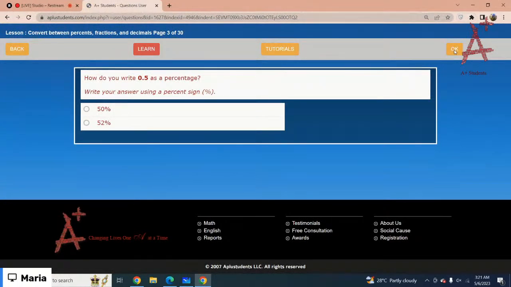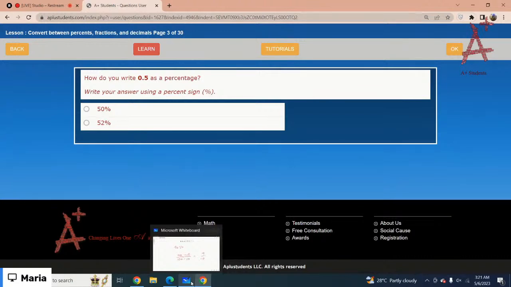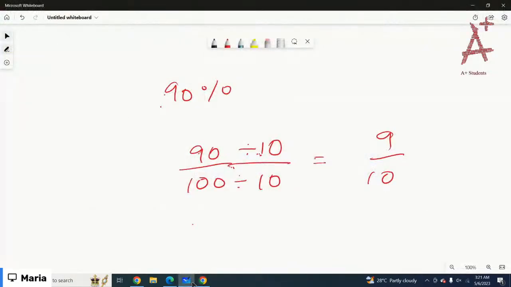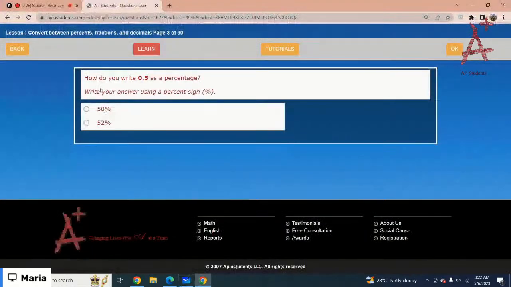How do you write 0.5 as a percentage? It would be 0.5 times 100. That means you have to move the decimal point 2 places right. You're going to multiply, so you need to move the decimal point 2 places right. So it would be 50%. The correct option is 50%.